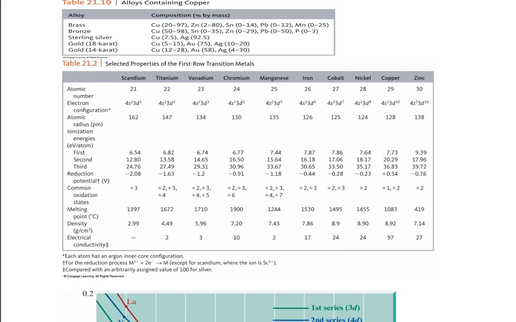Of the D block elements, it turns out that silver has a higher conductivity, but copper's is very close to it, and that is why copper, which is also readily abundant, is the one that's used in electrical wiring.